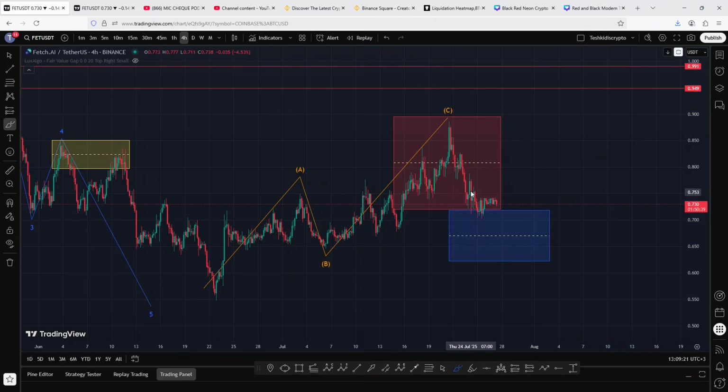But if by any chance we break out of this blue target area to the downside, then I will expect a breakdown move, giving us a reset of the lows we made down here below the 0.547 in the next coming days. So that is all that I expect here on the Fetch AI chart on the short term and also on the long term. And let us be patient and see how that plays out, and I will ensure you stay up to date.